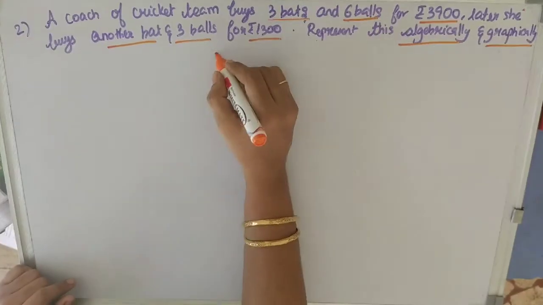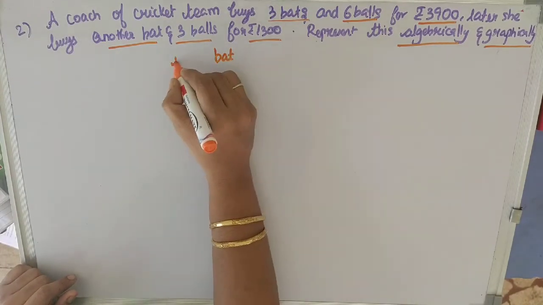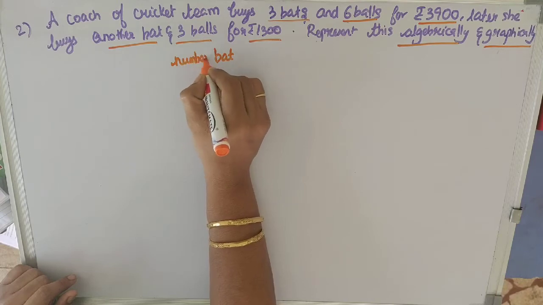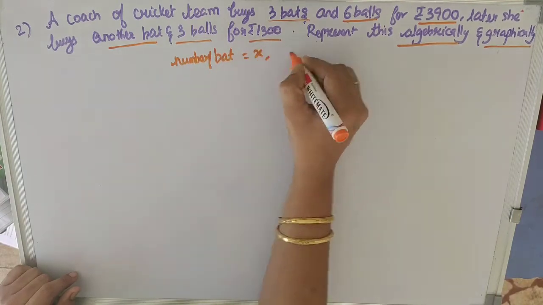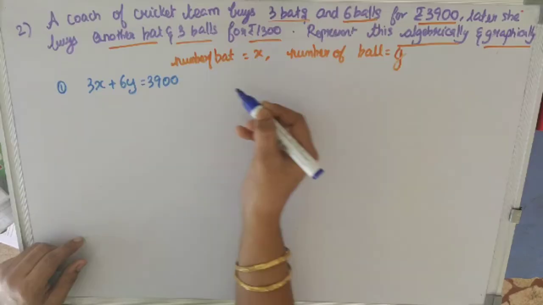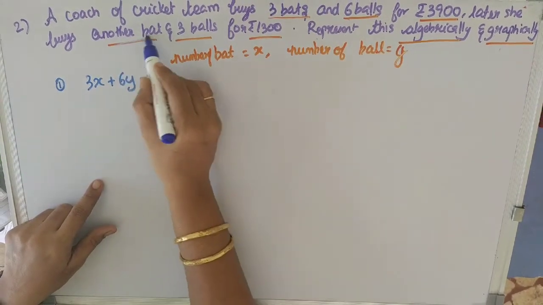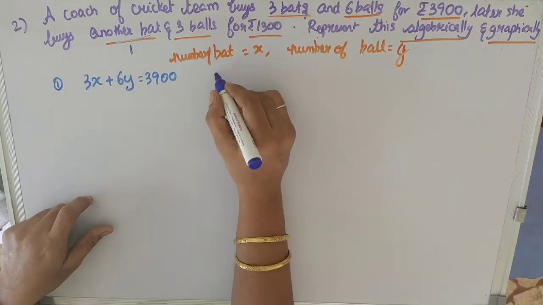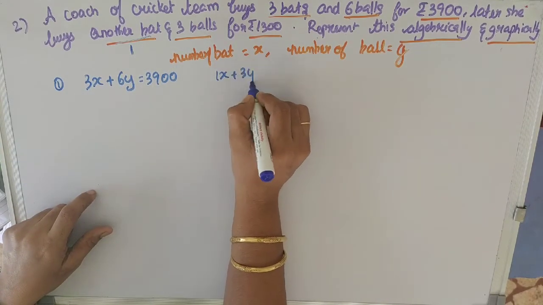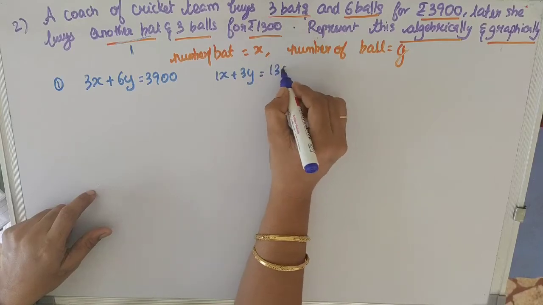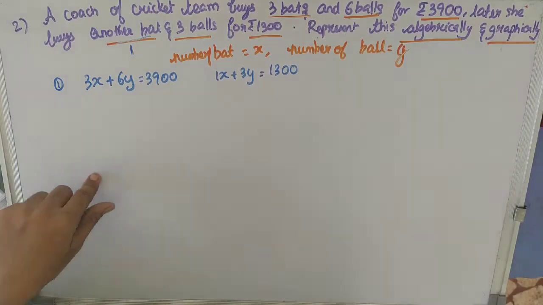Let's take number of bats is equal to x and number of balls is equal to y. Here 3 bats and 6 balls is equal to 3,900, isn't it? Therefore 3x plus 6y is equal to 3,900. Now the second condition is another bat plus 3 balls is equal to 1,300. Another bat means 1x. Therefore 1x plus 3y is equal to 1,300.